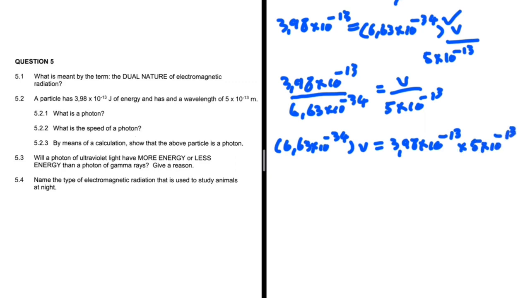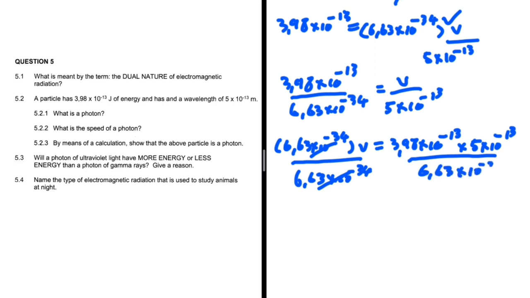We're going to divide both sides by the coefficient of V, which is Planck's constant. So V is equal to, well, let's just divide both sides at this point. So let me go ahead and divide by 6.63 times 10 to the minus 34. On the left hand side, they will cancel out, and then on the right hand side, 6.63 times 10 to the minus 34. Let me just put it in my calculator and not just assume that we're going to get 3 times 10 to the power 8 meters per second.